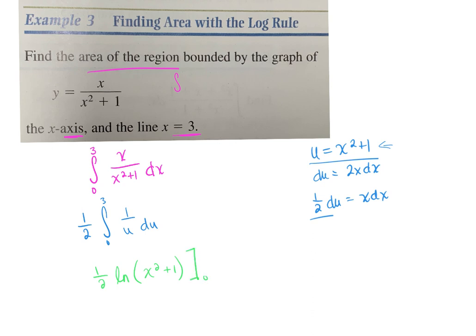We're going from 0 to 3. And then we don't add plus c because we actually have boundaries right here. It is bounded. So I can say 1/2 natural log of, plug in my 3. That's 10 minus my natural log of 1.